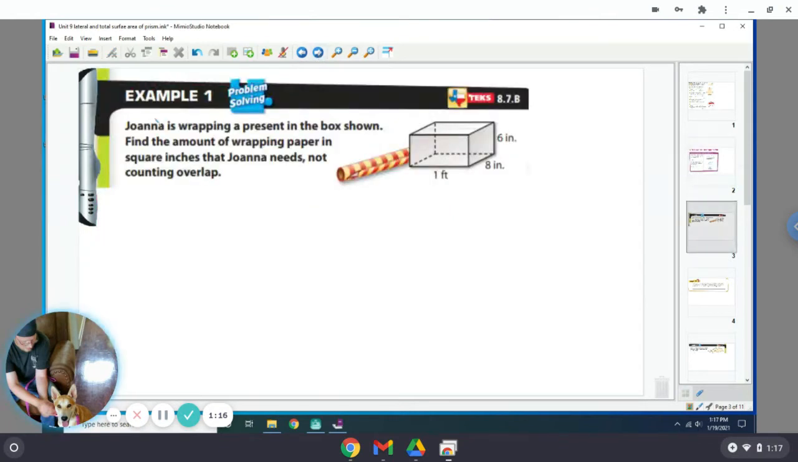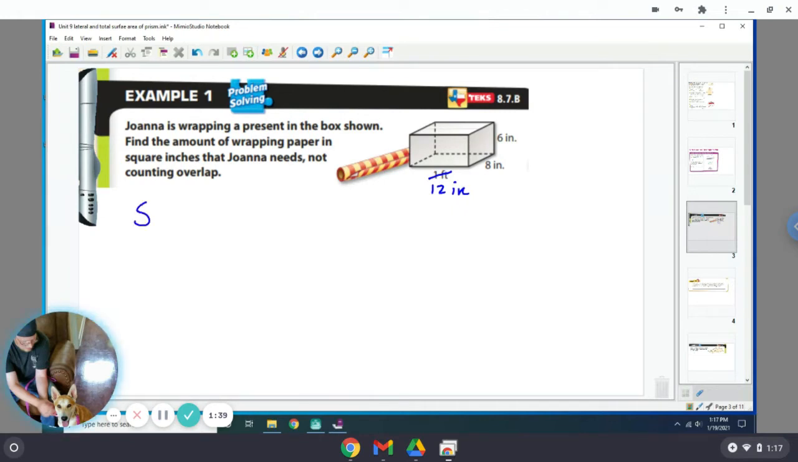So let's just try one. So Jonah is wrapping a present in the box shown, and we need to find the amount of wrapping paper that Jonah needs to cover, in square inches, not counting overlap. So basically we need to wrap the whole thing. So first thing I'm going to do is change this 1 foot to 12 inches. So we're going to find the total surface area because we're wrapping this whole present.